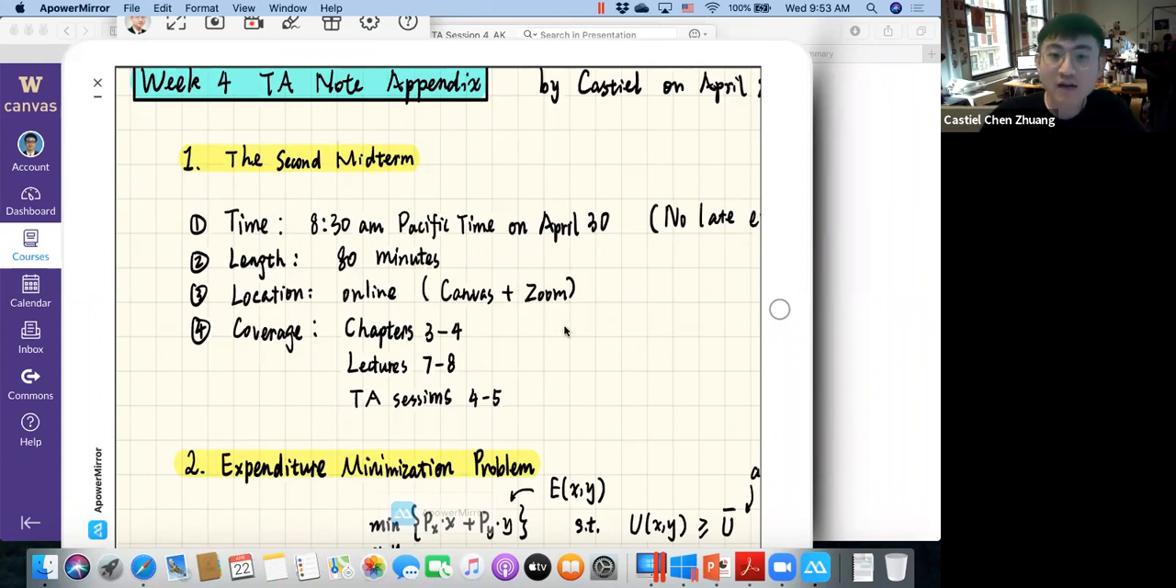So this is the coverage, and the format of the second midterm is going to be pretty similar. Since you've taken the first exam, you know what it is going to be. And again, we don't accept late exams. So if you can't attend the exam, just let me know first, and I will see what I can do. All right.